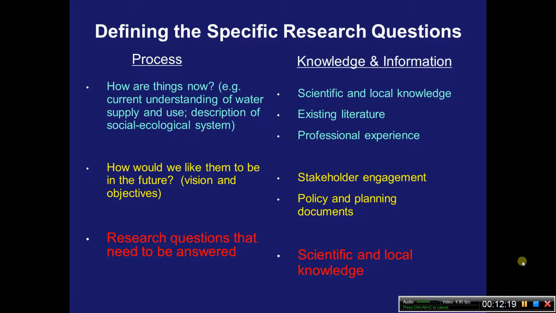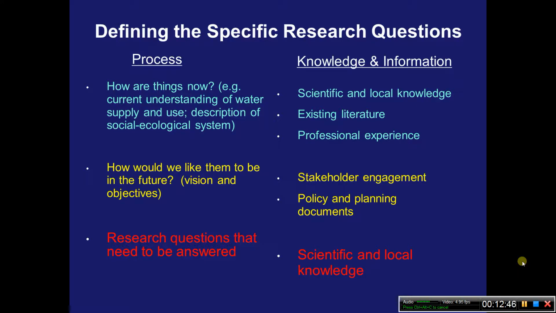starts with an understanding of how things are now. And that's our description of the social ecological system. It's a description of the environment as a system. How is it now? Then we have how things we would like to be in the future. That's the vision and objectives. So that is what stakeholders have said is their desired future state. That's value-based knowledge. That first one, how are things now, that is system knowledge.